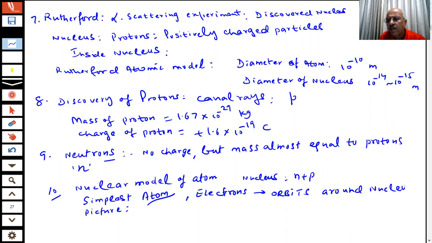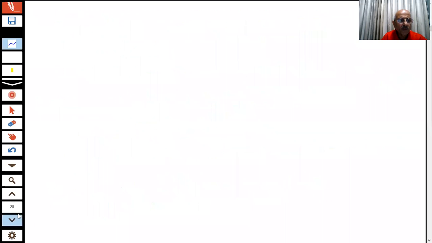This is the simplest picture which we are giving. There are different orbits, different shells outside the nucleus in which the electrons are orbiting, moving, students, with very high speed. And in the books you will find information about the atom and subatomic particles.